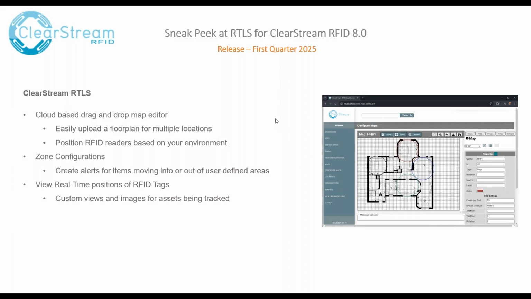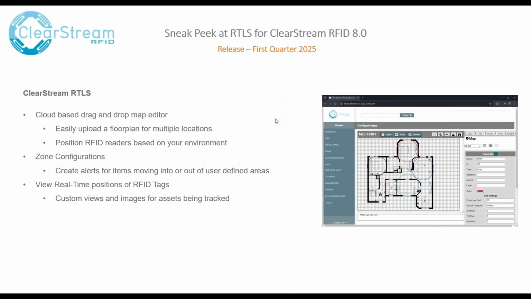So the ClearStream RTLS system, it's a cloud-based drag and drop editor. So it's a cloud-based service, so you'd log in to your account on our ClearStream portal to view your maps and configure your maps. It allows you to easily upload those maps and kind of design them out, and I'm going to show you that in just a second. Drag and drop of positioning the RFID readers in your environment. So you really just drag and drop where you have them installed within your facility or where you want to install them within your facility.